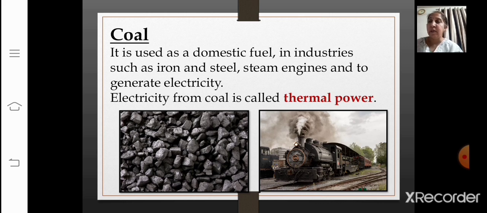Let's begin with the coal now here. This is the most abundantly found fossil fuel, right? It is also used as a domestic fuel. You all know very well what the uses of coal are, right? Even in industries such as iron and steel, steam engines, you all know about the steam engines also. Here I have given you the image of that steam engine. And even to generate electricity, we require coal, right? Electricity from coal is called thermal power.